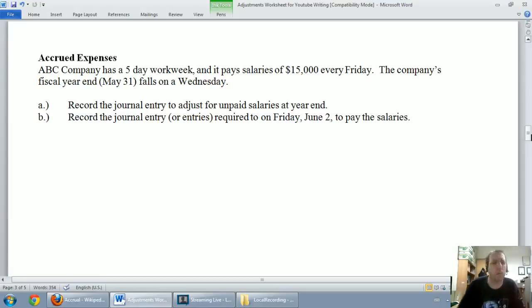So here's an example of an accrued expense, and let's work through the problem. So again, I'm thinking expenses that are building, but I haven't paid for them yet. ABC company has a 5-day work week, and it pays salaries of $15,000 every Friday. The company's fiscal year end falls on a Wednesday, on May 31st. It says record the journal entry to adjust for unpaid salaries at year end.